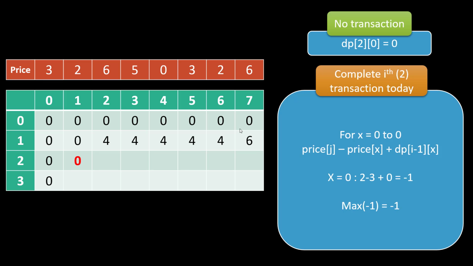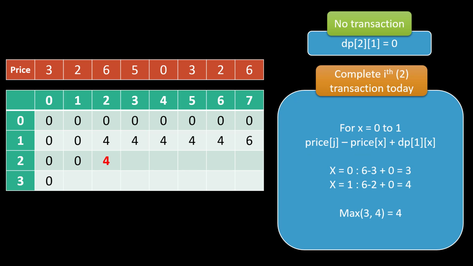Over here you can have a maximum of 2 transactions over the period of days that is given to us. So for this particular position, it would simply be 0, because it's either the maximum of the previous day's profit or the profit by completing a transaction today, which means I bought on the previous day or one of the previous days, which here is day 0 in this condition. So my profit for that particular transaction will be -1, which will give me the maximum of 0 and -1, which is 0.